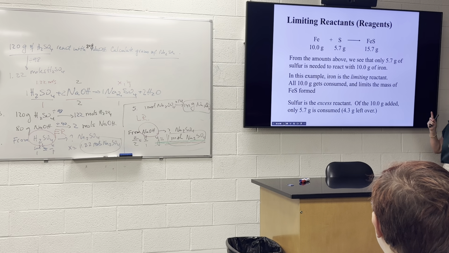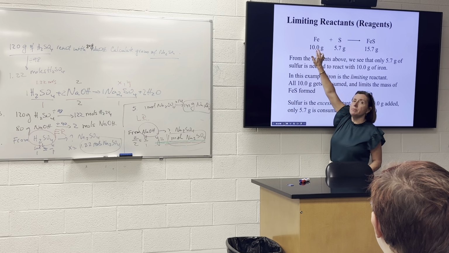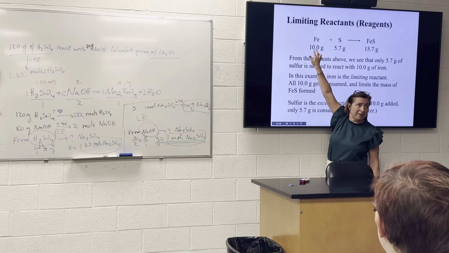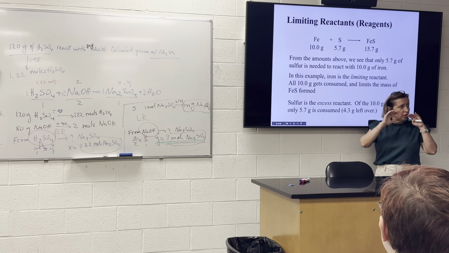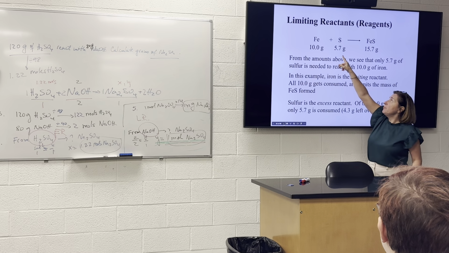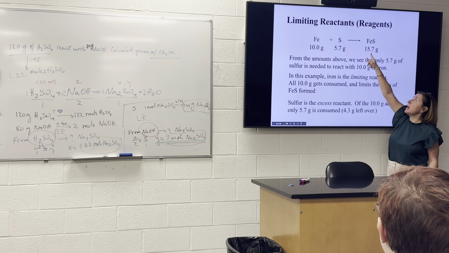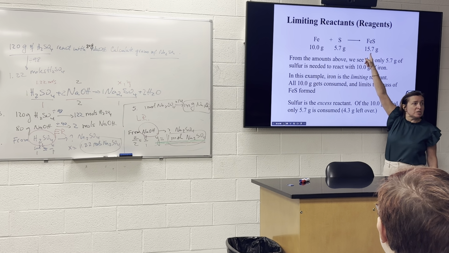Now let's look at what we have. If you think about what reacted, iron is your limiting reagent. It goes in, all of it consumed, all the 10 grams that are given to you are used up. And then 15.7 grams of FeS is produced.